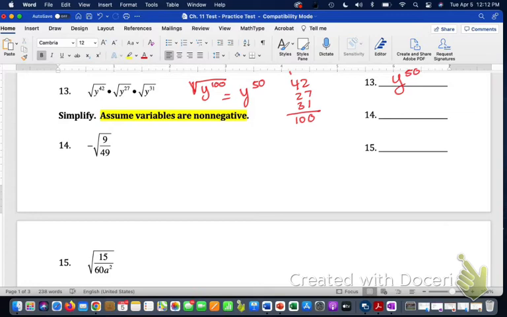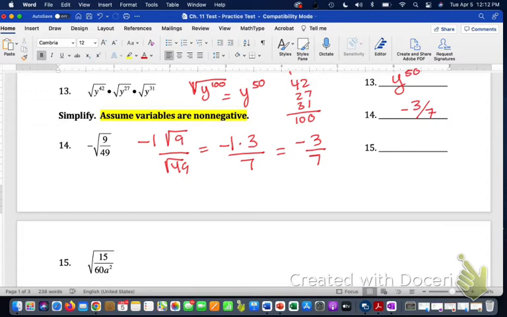Number 14, we've got a negative 1 times the square root of 9 over the square root of 49. So negative 1 times the square root of 9 is 3, all over the square root of 49 is 7. So that makes negative 3/7. I could take the negative in the denominator too.